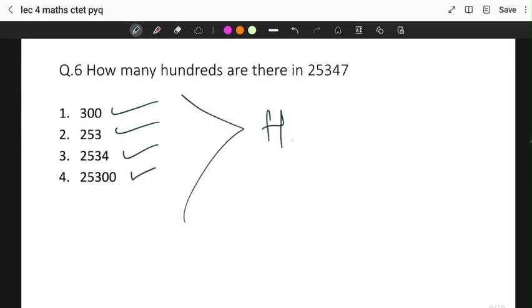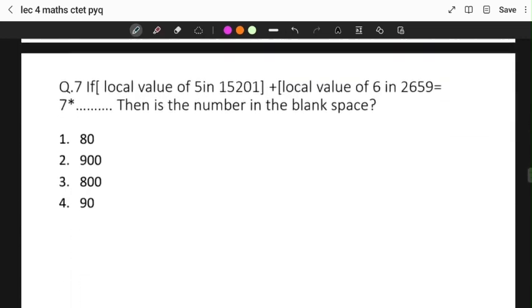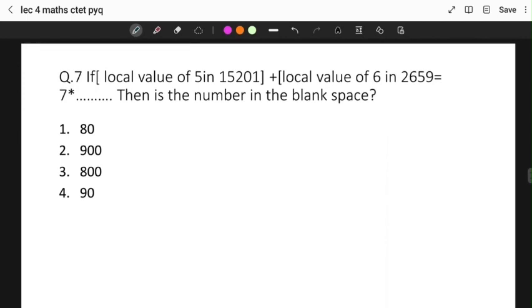I'll give this question as homework for you guys, and you have to let me know the answer in the comment section. That is question number 6. Such types of questions we have already discussed in our previous series as well as in our foundation batch. So just go for the answer and let me know in the comment section what answer you have got.